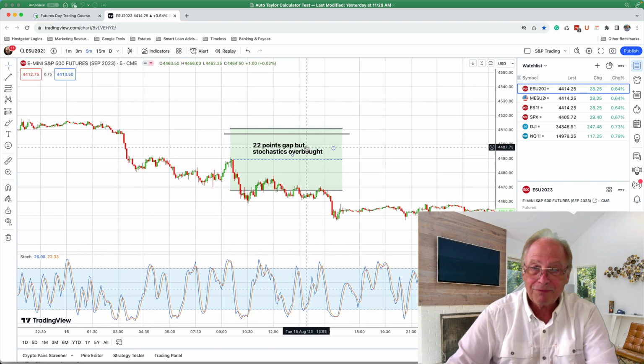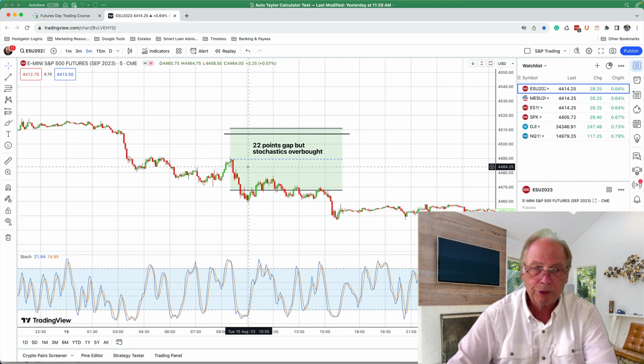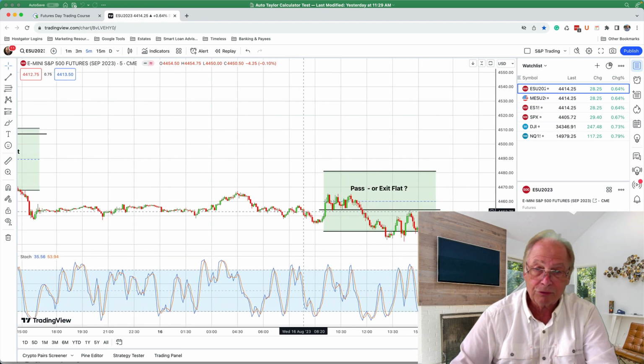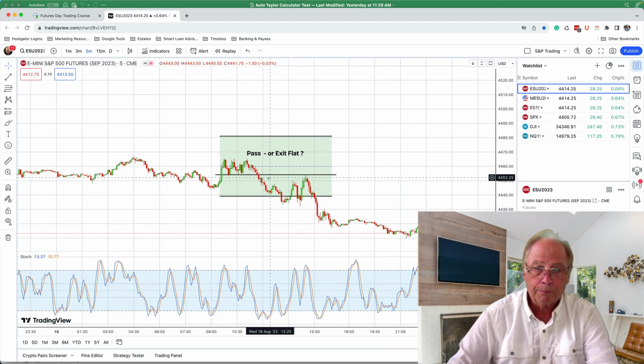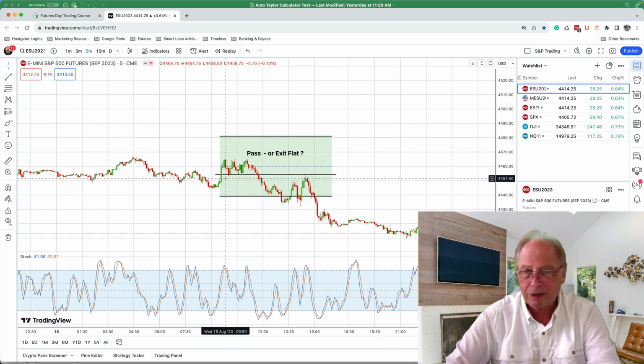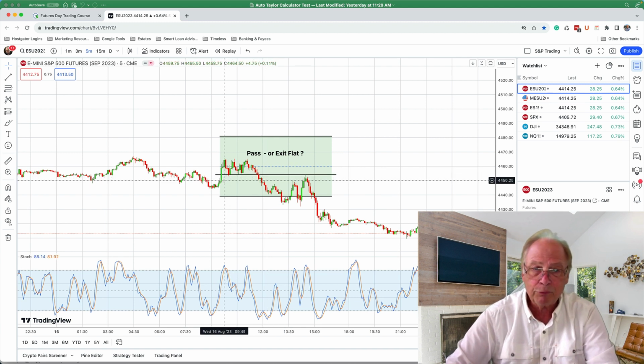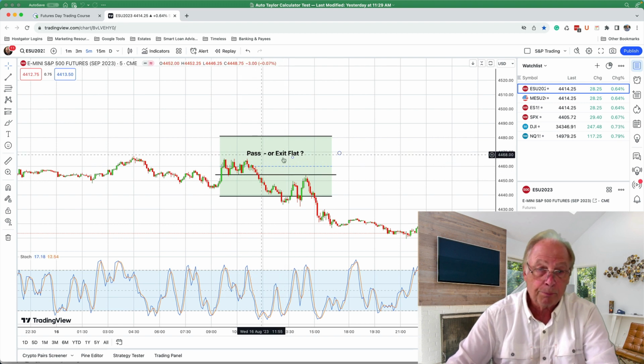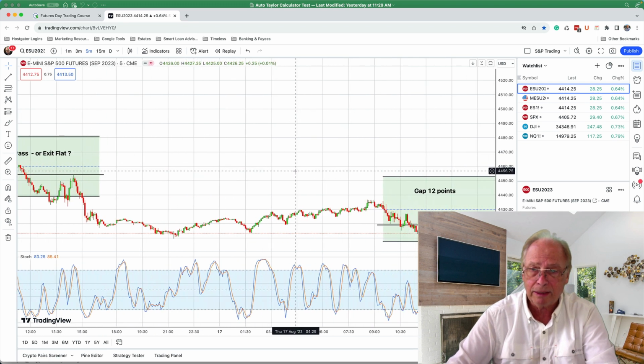On August 15th, prices traded again within the trading zone. You get out when the prices leave the trading zone because the trading zone is your crystal ball. August 16th, again, prices traded within the trading zone. There was a small gap. Where do you trade this? Do you pass or do you exit the trade?